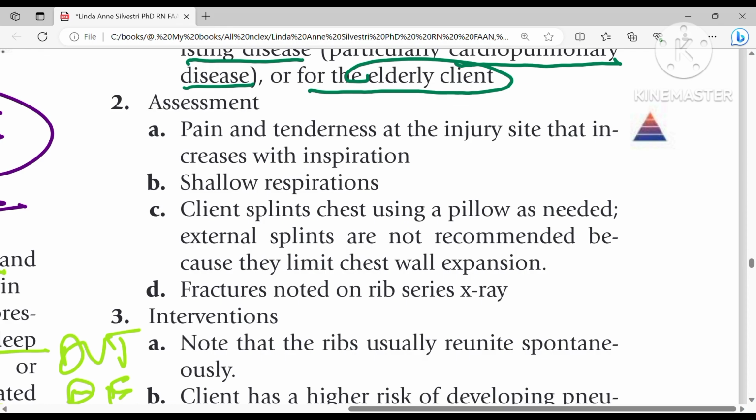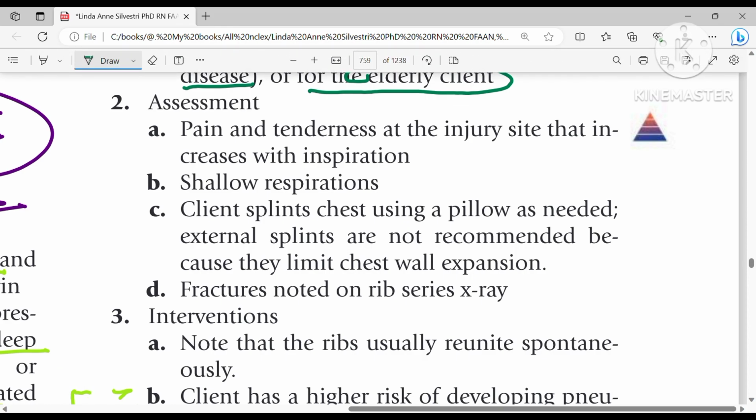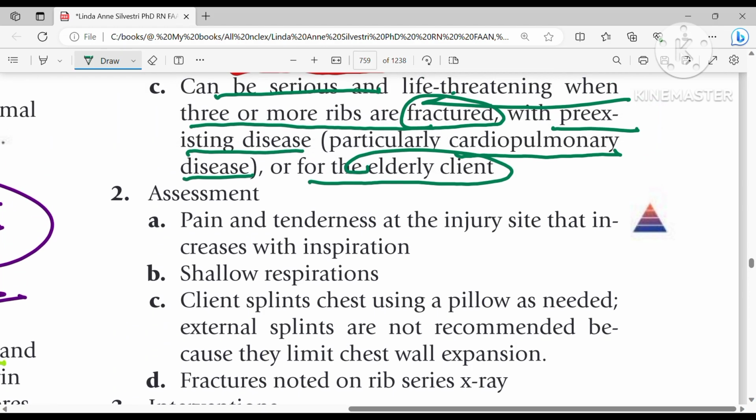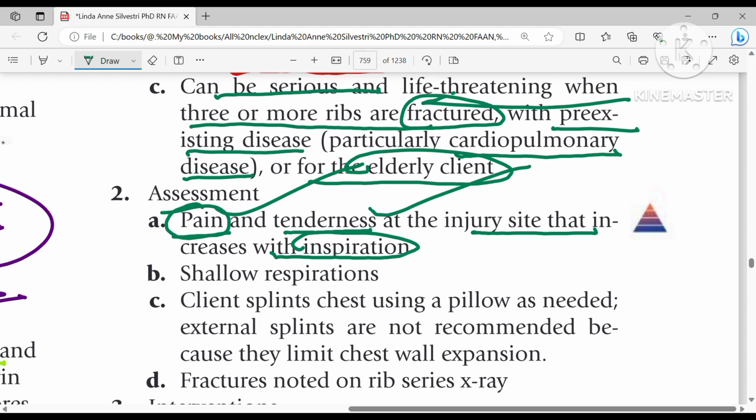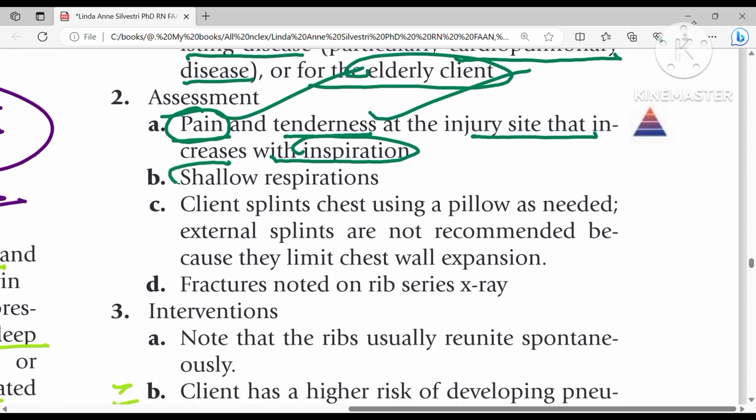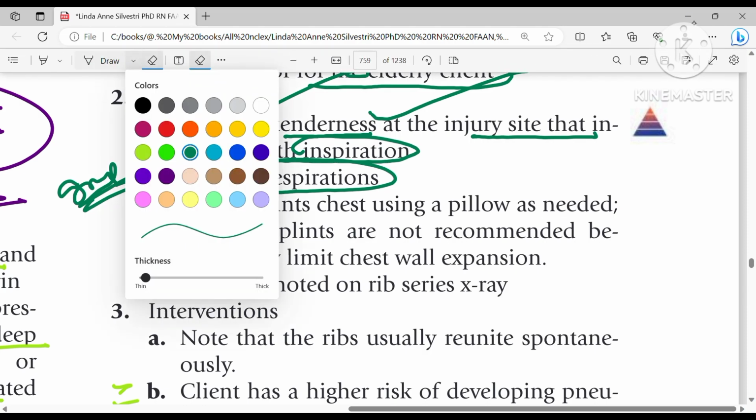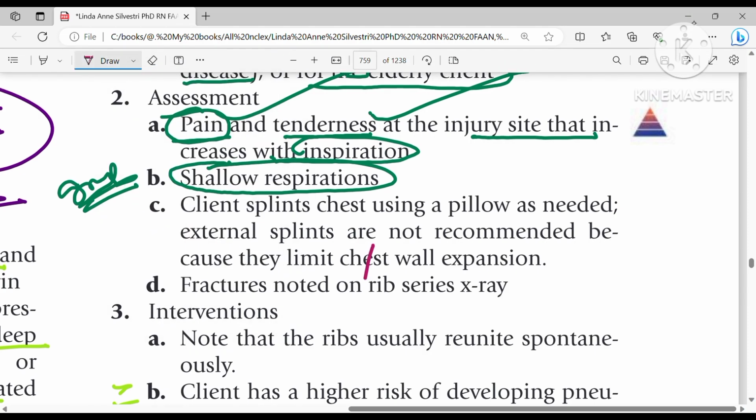Now, assessment: what will we assess? We need to assess for pain and tenderness at the injury site. The main thing is pain at the injury site, which increases with inspiration. When the patient inspires, pain and tenderness will increase. Then we should check for shallow respiration. This is also an important point. It comes in the MCQ.